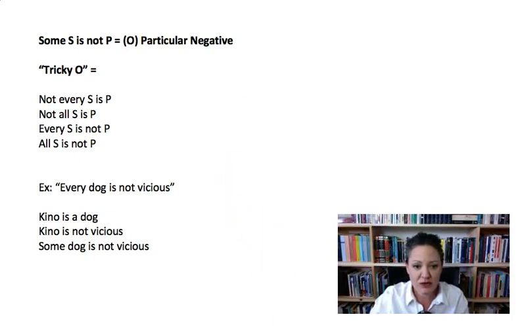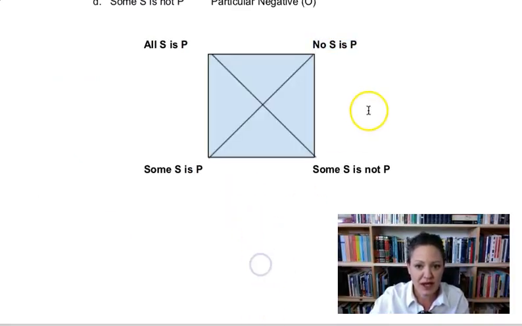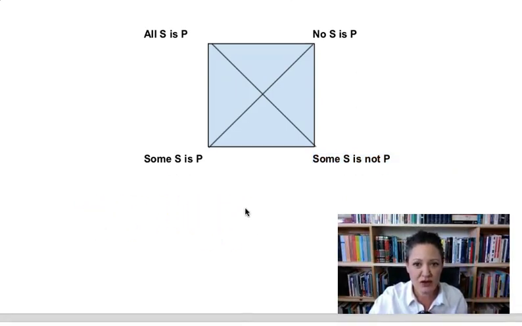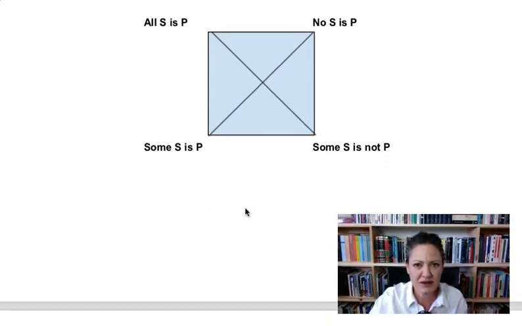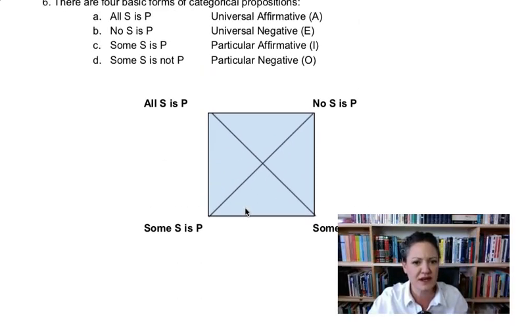All right, I'm going to go back to our handout over here, and so the tricky O's fall under the O corner of the square of opposition. Now how do we use this square? What are the rules for the square? Maybe I should pause here so that we can take a little breather, take in what we've learned, and then we'll go into the rules of the square in the next video.